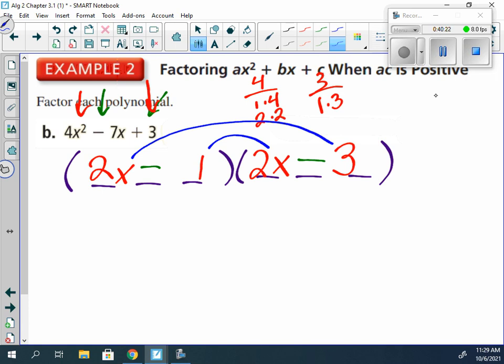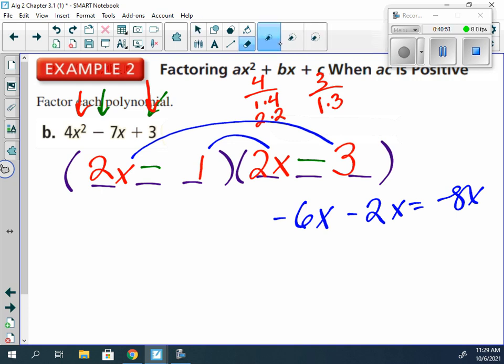Now, 2x times 2x would give us 4x squared. Now, 2x times negative 3 would be negative 6x. Negative 1 times 2x would be negative 2x, which is our negative 8x. So is this the correct setup? No. I was really hoping it would be negative 7x, because then that would work.